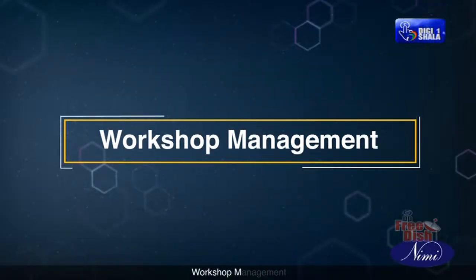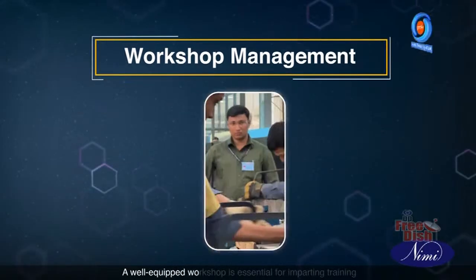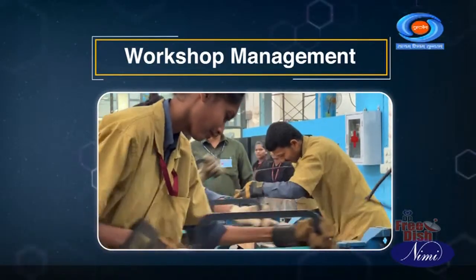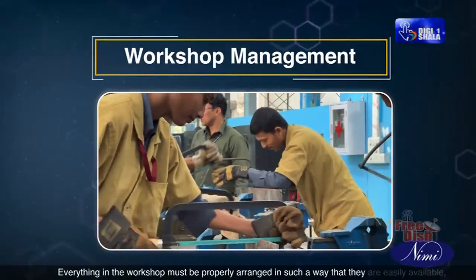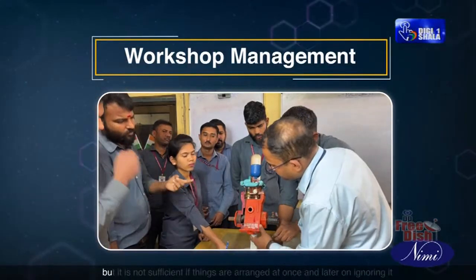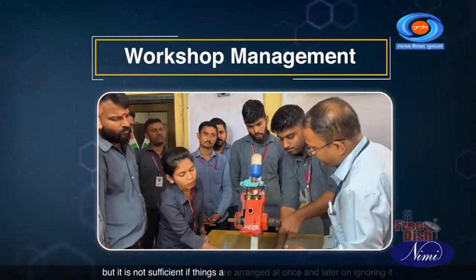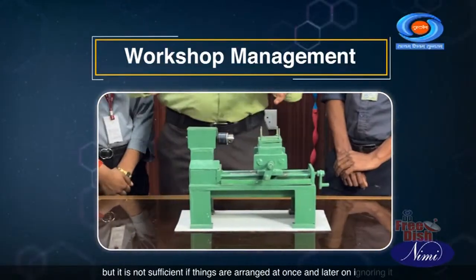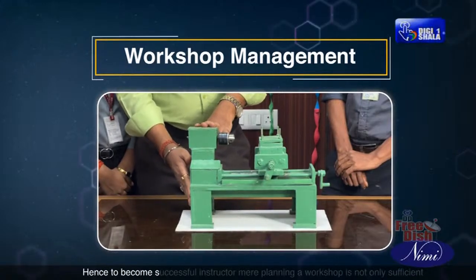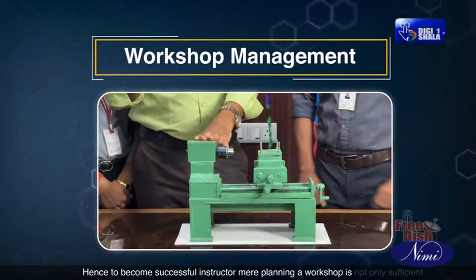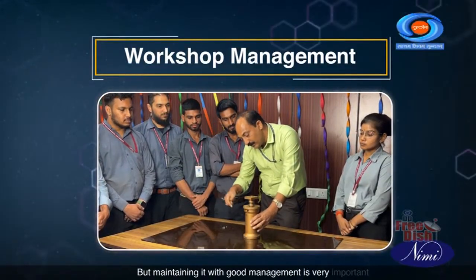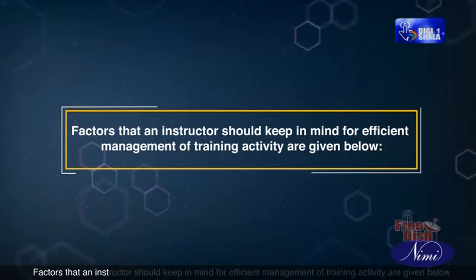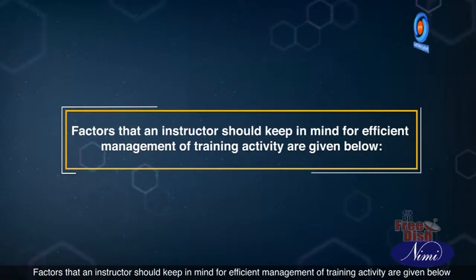Workshop management. A well-equipped workshop is essential for imparting training. Everything in the workshop must be properly arranged in such a way that it is easily available, but it is not sufficient if things are arranged at once and later ignored. Hence, to become a successful instructor, merely planning a workshop is not sufficient; maintaining it with good management is very important. Factors that an instructor should keep in mind for efficient management of training activity are given below.